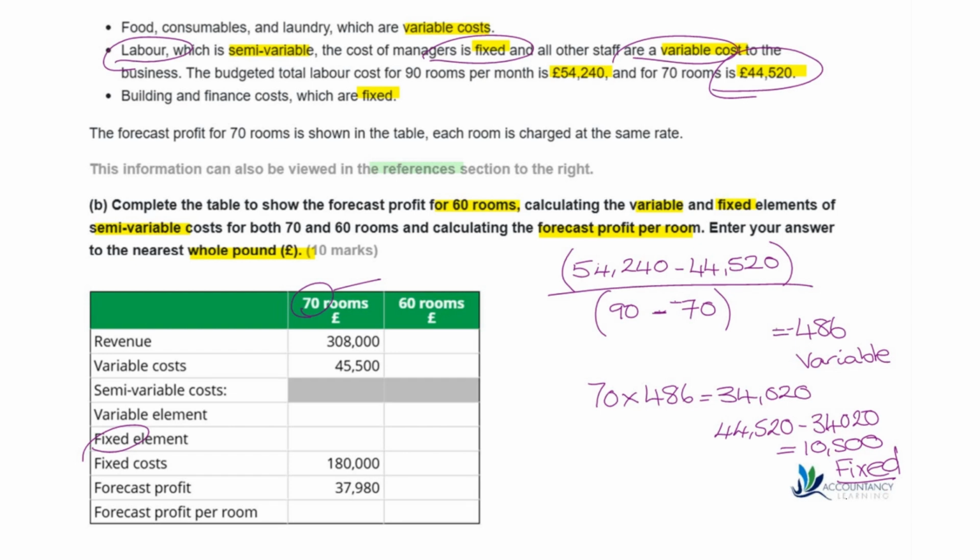So now we can straight away put in for our semi-variable costs, our variable and fixed element for 70 rooms. So 34,020 is our variable element and 10,500 is our fixed element. Then we can work out the profit per room. So remember, we've got to do the profit per room as well. So for 70 rooms, we can then take our forecasted profit and divide it by the number of rooms.